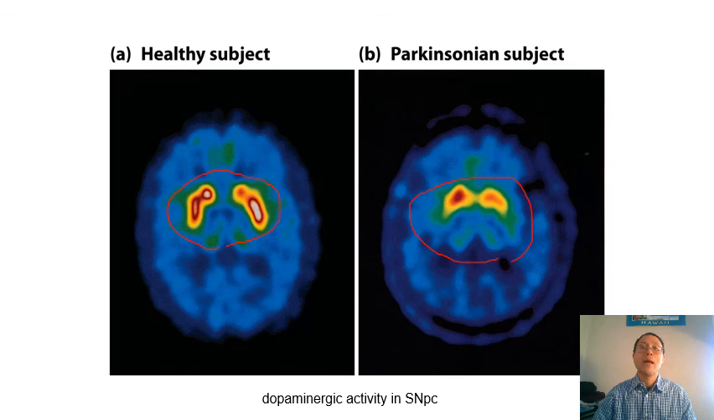So when you compare the uptake of the scan in the healthy subject that you see in A versus the reduced uptake in the patient scan in B, this tells you that the Parkinsonian patients really have a reduced amount of dopaminergic output coming out from the substantia nigra pars compacta.